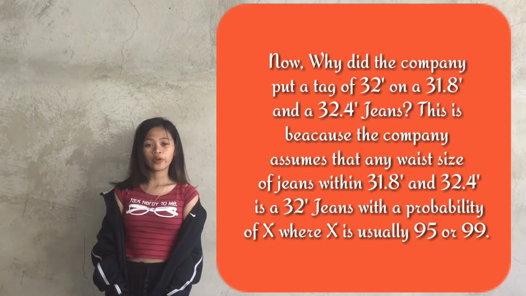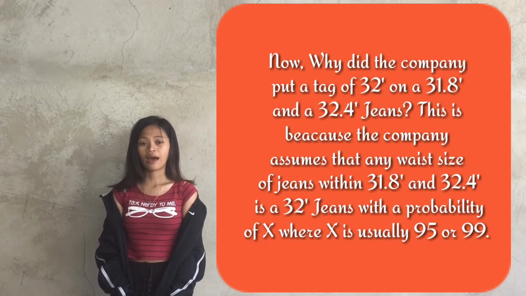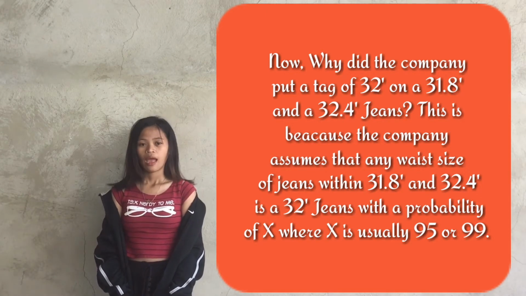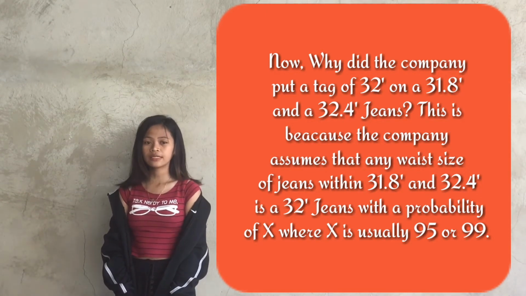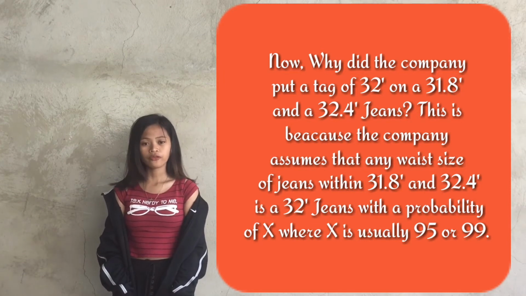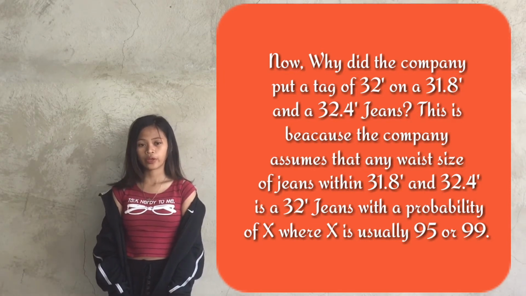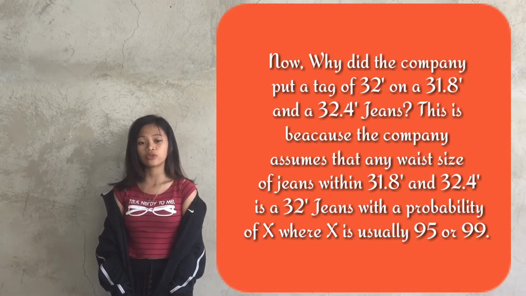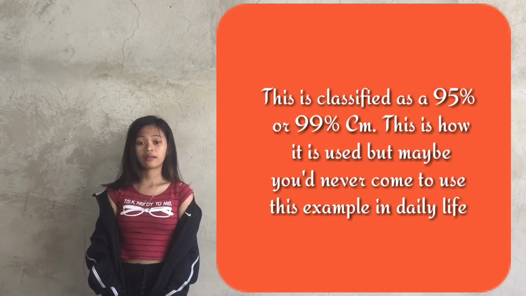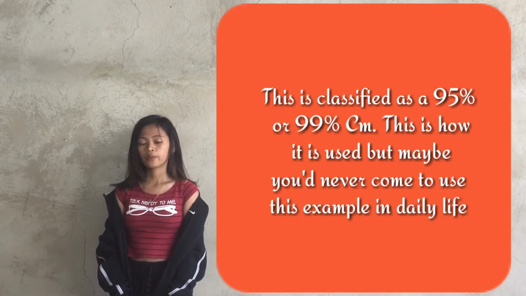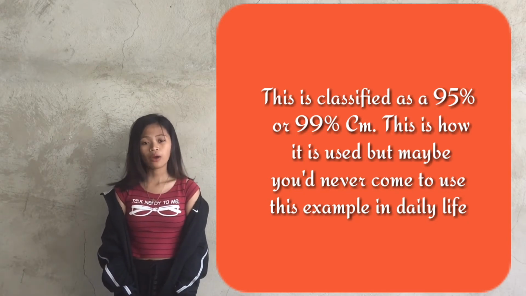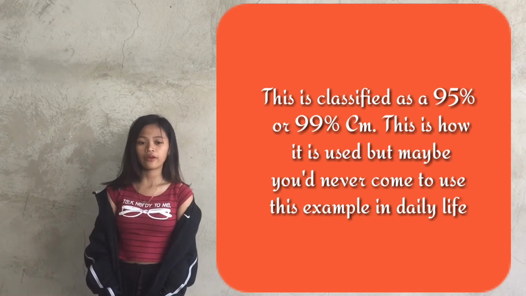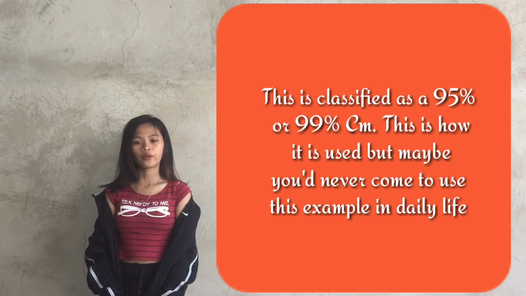Now, why did the company put a tag of 32 on a 31.8 and a 32.4 jeans? This is because the company assures that any waist size of jeans between 31.8 and 32.4 is within the interval with a probability of X%, where X is usually 95 or 99. This is classified as a 95% or 99% CI. This is how it is used, but maybe you'll never come to use this sample in daily life.